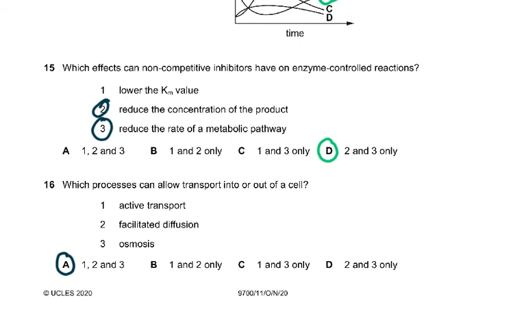Then question 16, which processes can allow transport into or out of a cell? Now, active transport, facilitated diffusion, osmosis, all can occur. Why? Because active transport is low to high. Now, whether it's low inside or low outside, it can occur. Facilitated diffusion is from a high to low. So if the inside could be high, then it could be going out. If the outside is high, it could be going the other way around. And osmosis is the movement of water molecules from a higher water potential to a lower water potential. So that could be any side, could be inside the cell or could be outside the cell. So all 3 were correct, which is A, 1, 2, and 3.